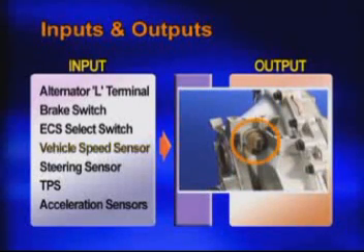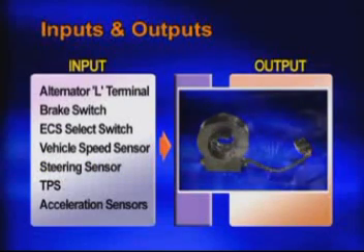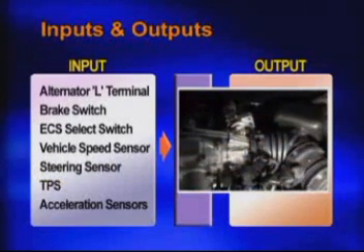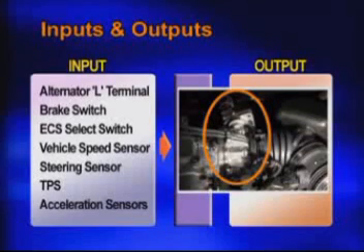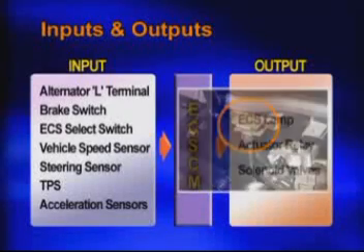A vehicle speed sensor for overall handling control. A steering sensor for anti-roll control. A TPS for anti-squat control. And 3 acceleration sensors for overall ride control.